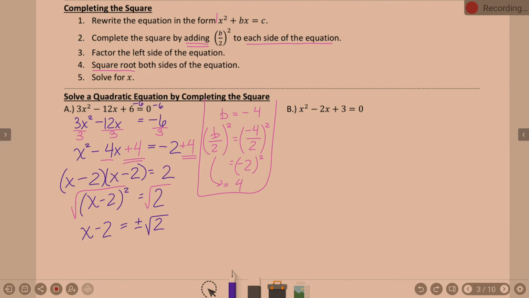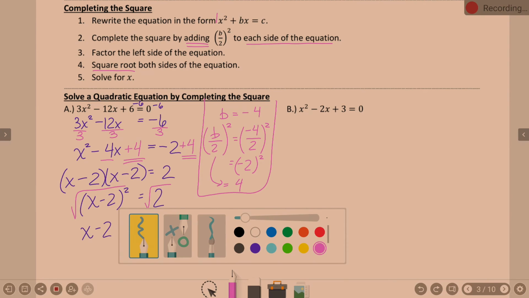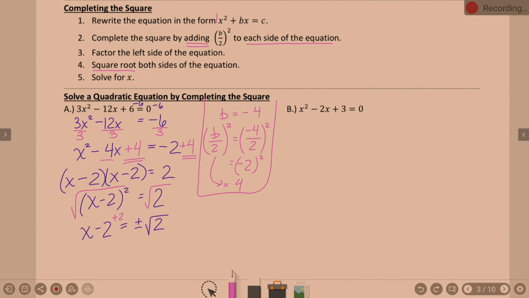And then step 5 is just solve for x, which I think you kind of would know anyways at this point. But if it's x minus 2, we're going to add 2. If we add 2, how are we going to write this? 2 plus or minus square root. Okay. I prefer to see you putting the plus or minus in the middle. So 2 plus or minus the square root of 2.